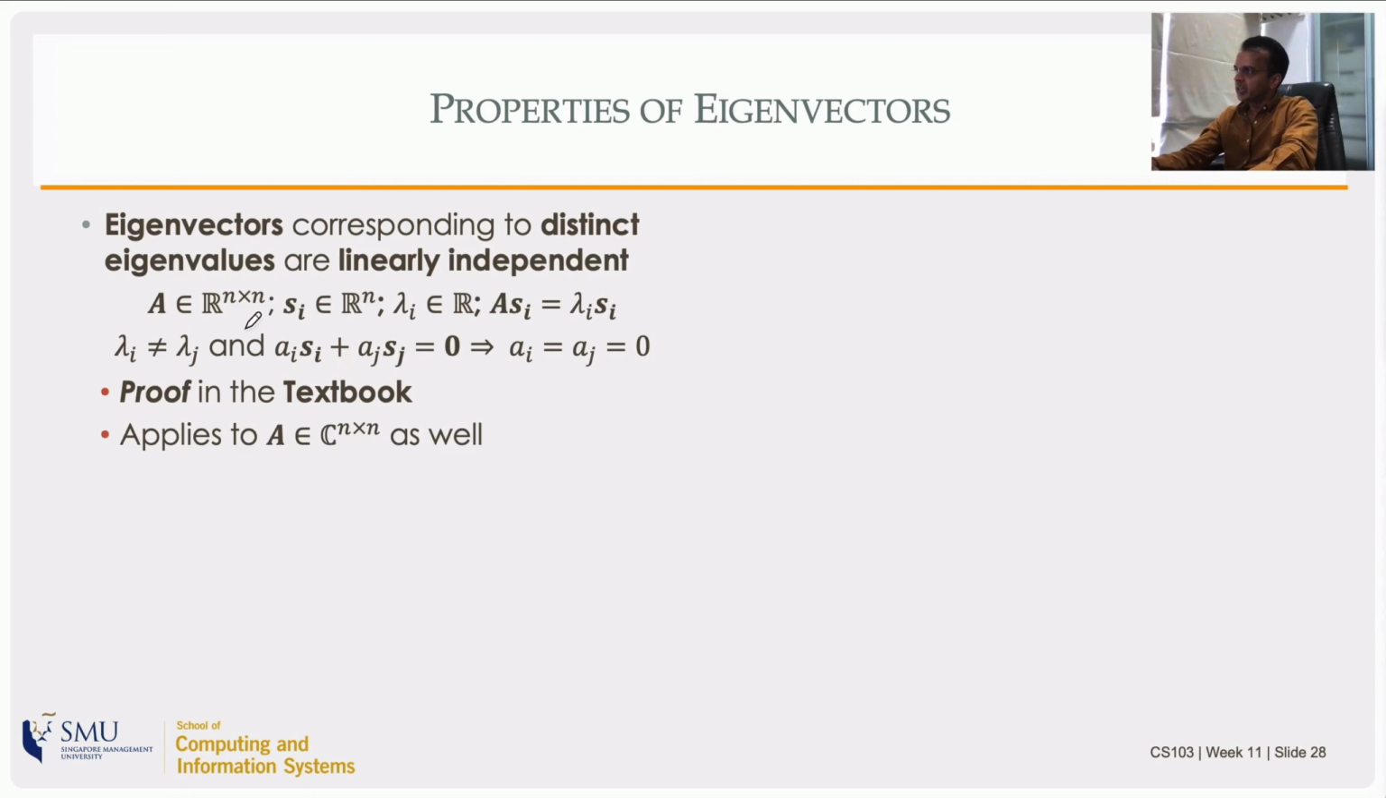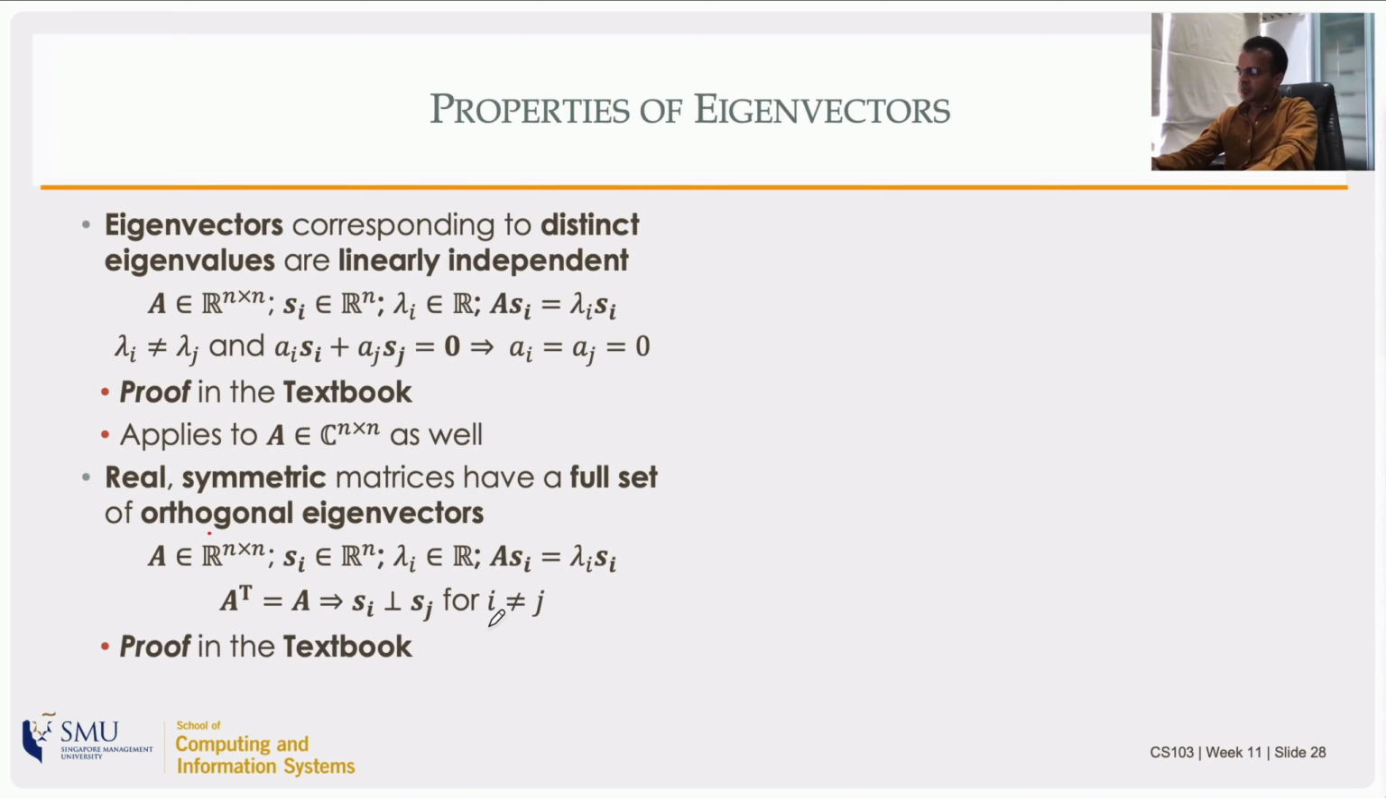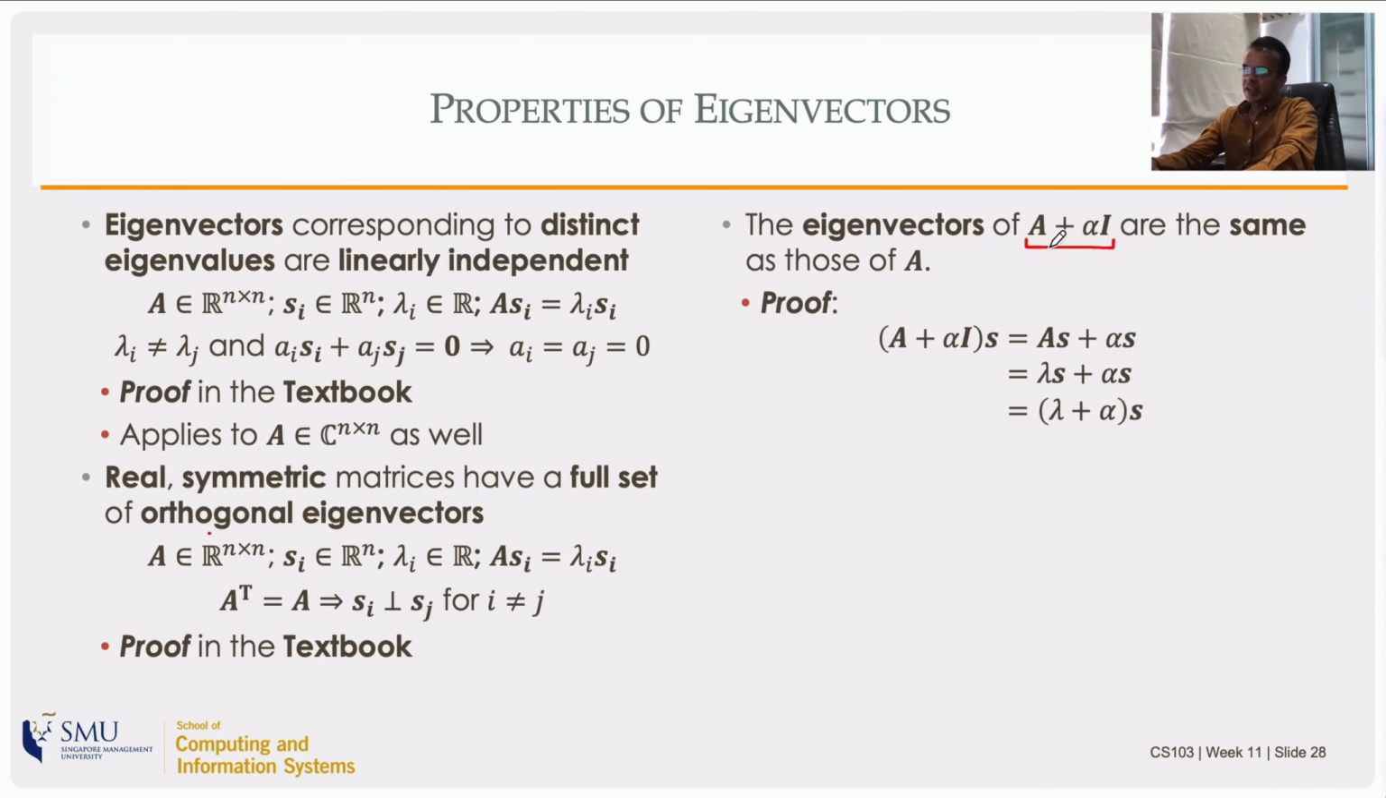Now, it actually applies not merely to real matrices, it applies to complex matrices too, because the proof actually involves complex fields. Another thing that we mentioned earlier, real symmetric matrices have a full set of orthogonal eigenvectors. That means if A transpose is equal to A for a real symmetric matrix, then the eigenvectors are orthogonal to each other. Again, proven in the textbook. The eigenvectors of a shifted matrix, A plus alpha I, are the same as those of A. So we proved this. A plus alpha I times S is going to be equal to lambda plus alpha times S. So eigenvalues get shifted by the same factor, alpha, but the eigenvectors are the same.